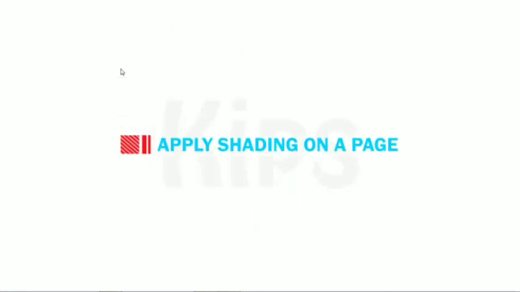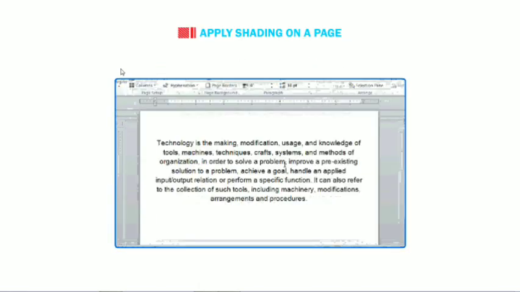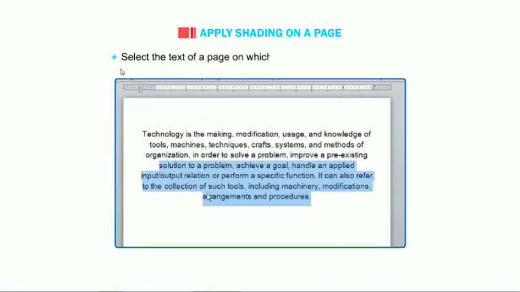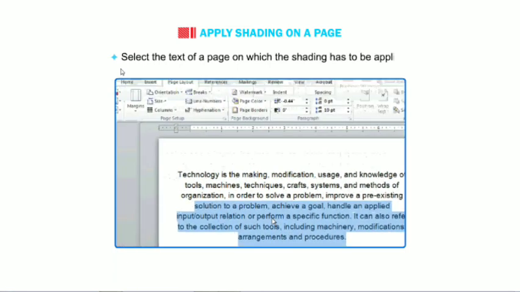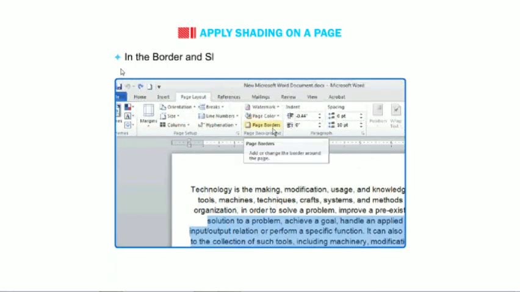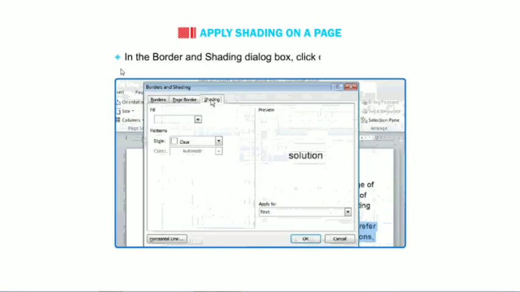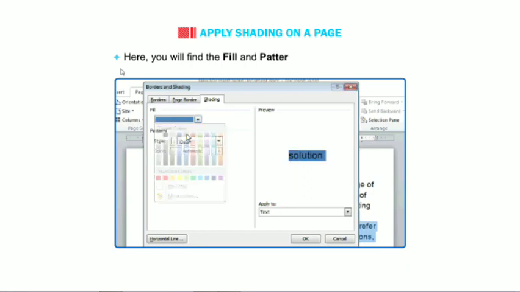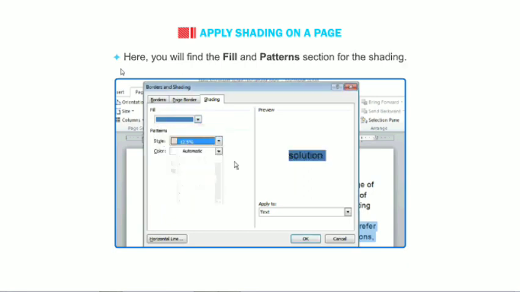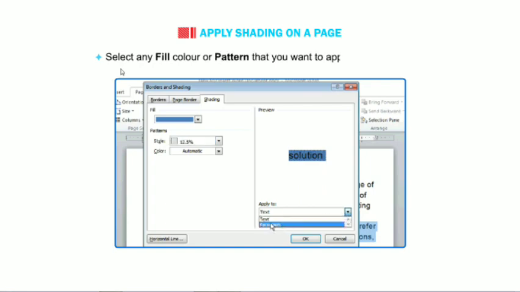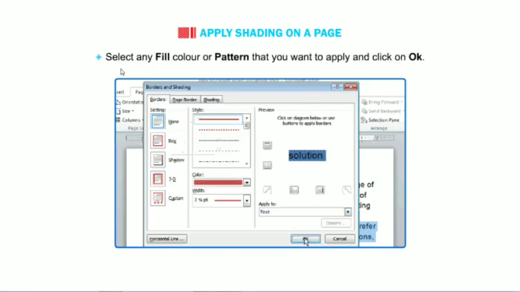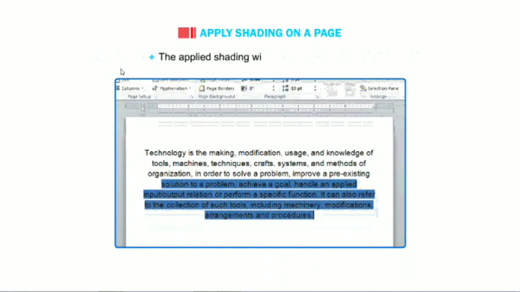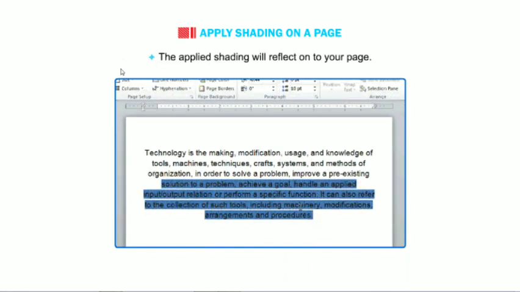Now applying shading on a page. Select the text of a page on which the shading has to be applied. In the Borders and Shading dialog box, click on the Shading tab. Here you will find the Fill and Pattern sections for the shading. Select the fill color or pattern that you want to apply and click on OK. The applied shading will reflect on your page.